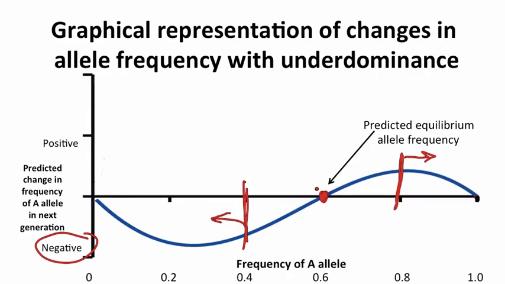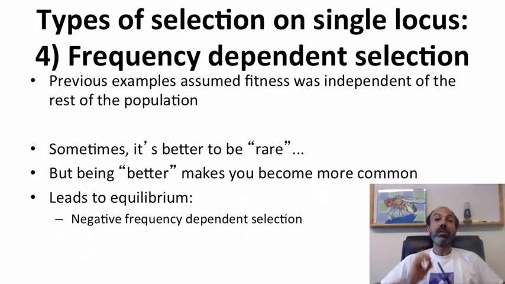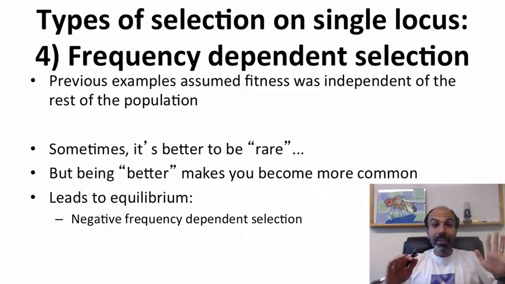There's one more type I was going to introduce, and that is that of frequency-dependent selection, and specifically negative frequency-dependent selection. Now, the previous examples all assumed that fitness was independent of what was going on in the rest of the population. That, you're big A, you're better than little a, no matter what, right?